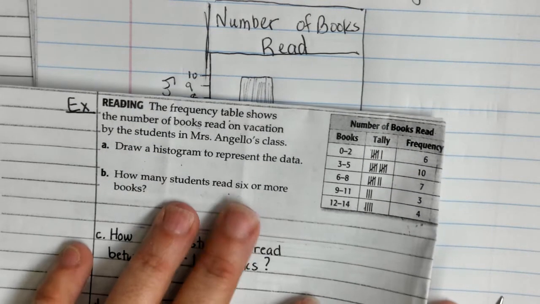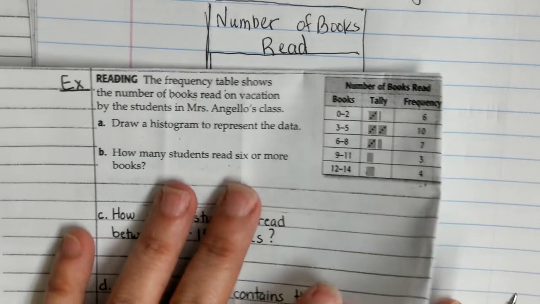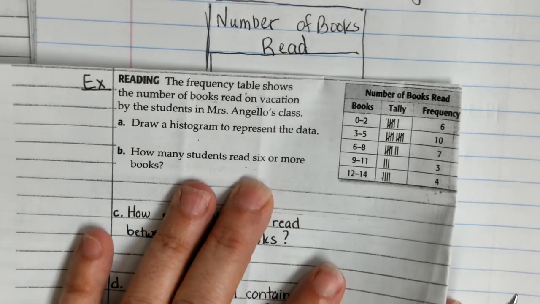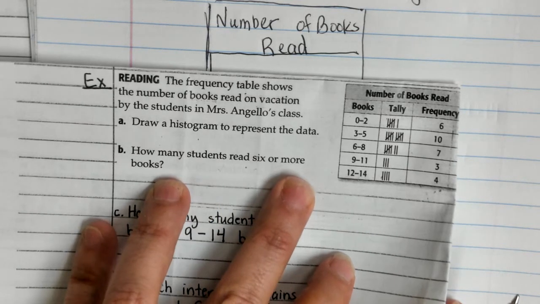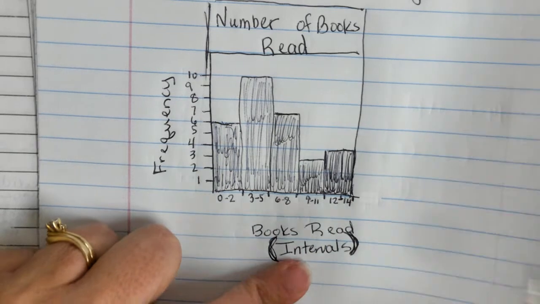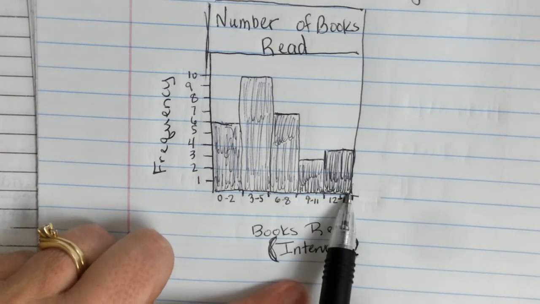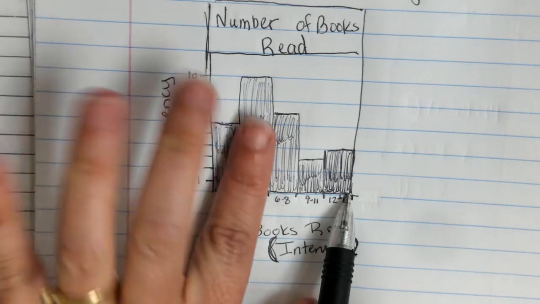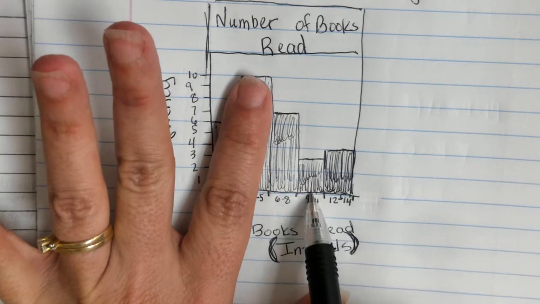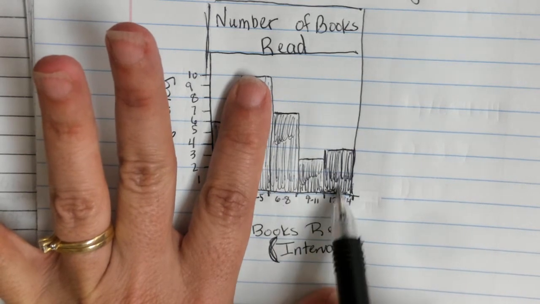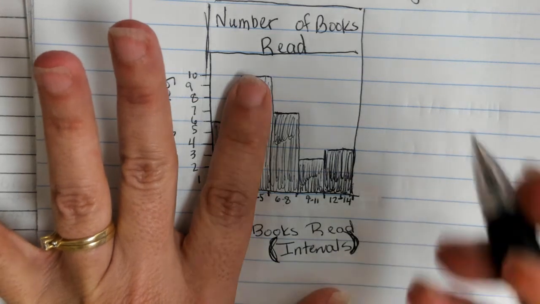Letter B. Now, this is where we have to read them, and I need you to be careful. Letter B says, how many students read 6 or more books? 6 or more. Here is the 6 or more. So you got to add them all up. Right. It is 7 plus 3 plus 4, which is 14. You got it. 6 or more is all 3 bars together.